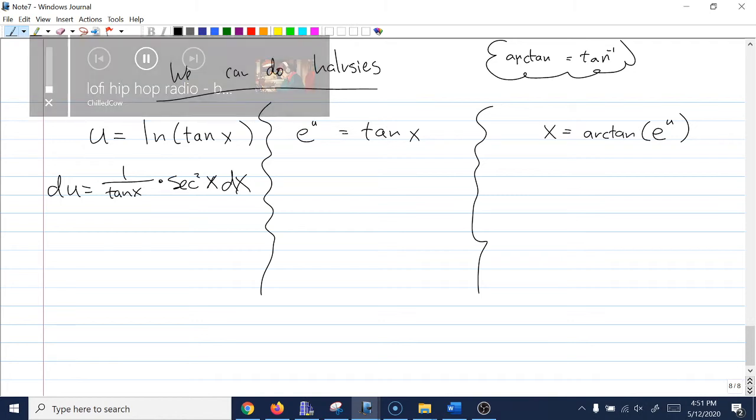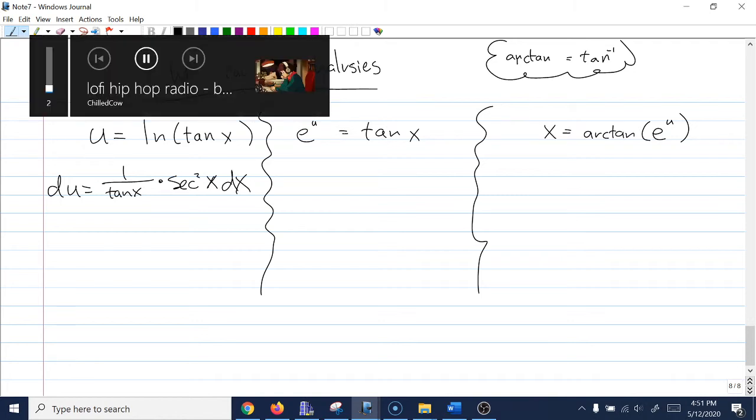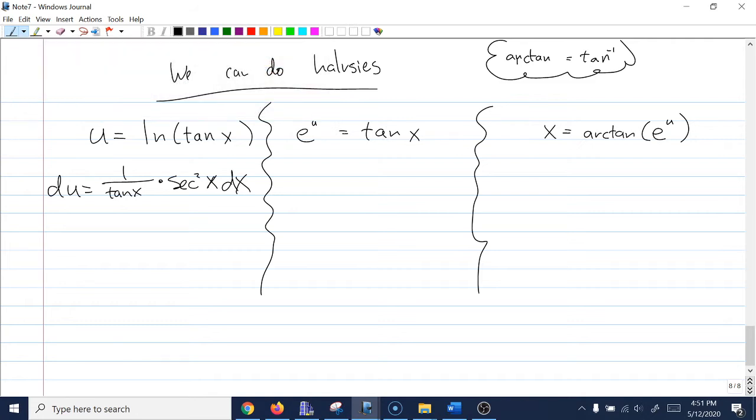Where did my music go? I bumped my volume button.